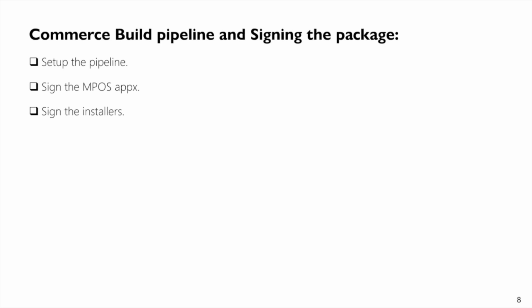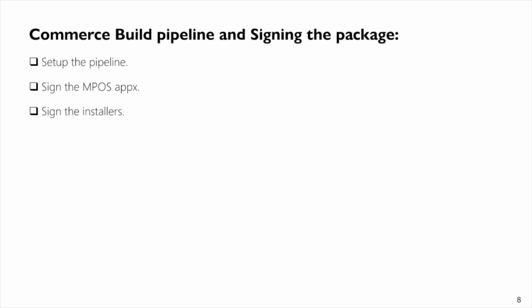Also, I will do a demo on how you can upload the cert to Azure Key Vault as a secure service, and then download it during the build runtime and use that cert to sign the packages. So we'll cover 3 steps. First, how to set up the pipeline. Second, how to sign the MPOS APPX file. Basically, when you build MPOS, it generates the APPX file. I will show you how you can sign that APPX file using the download file task.